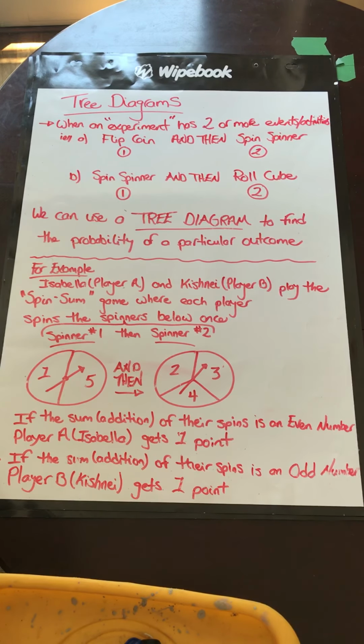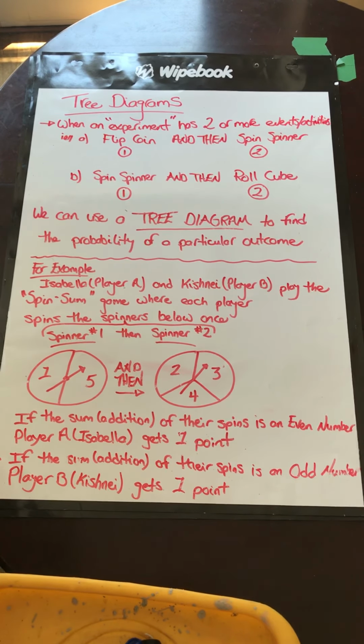Today we're going to talk about tree diagrams, which is an important tool, especially when you're looking at something that has two or more events or activities in it. For example, you flip a coin and then you spin a spinner, or you spin a spinner and then you roll a cube, and you want to find the outcomes. We can use a tree diagram to find the probability of a particular outcome. So we're going to get right into an example today.